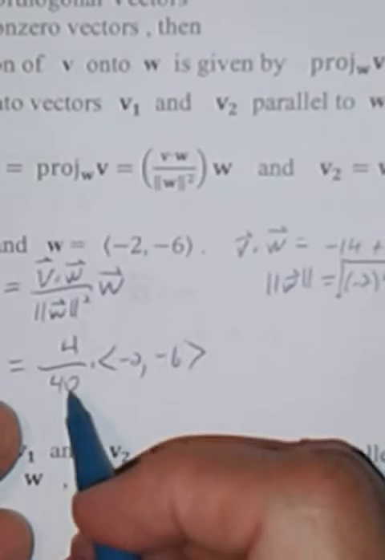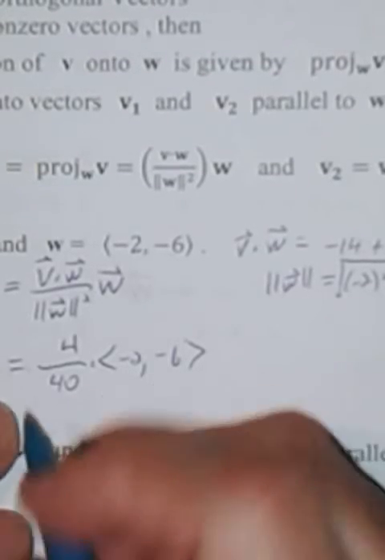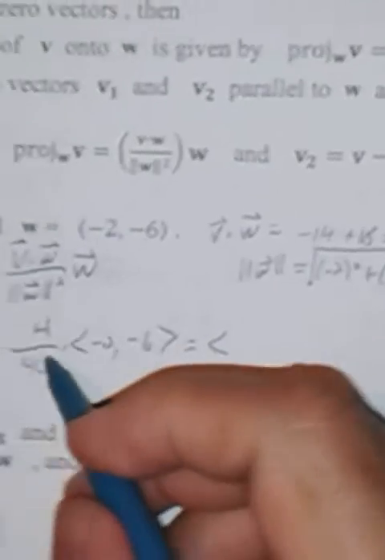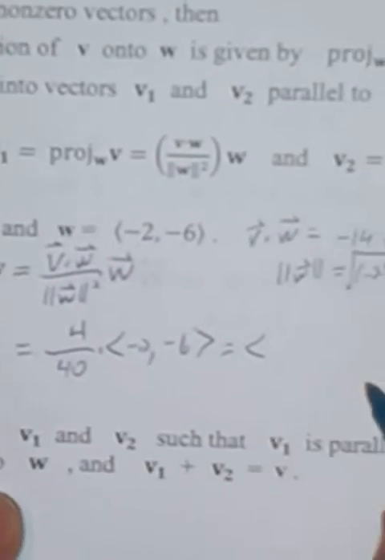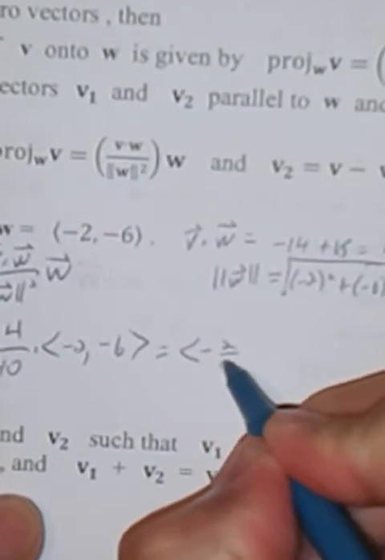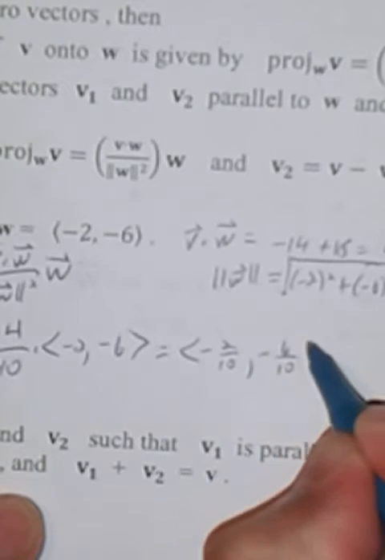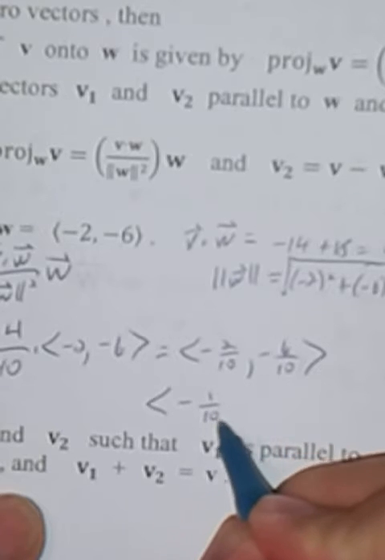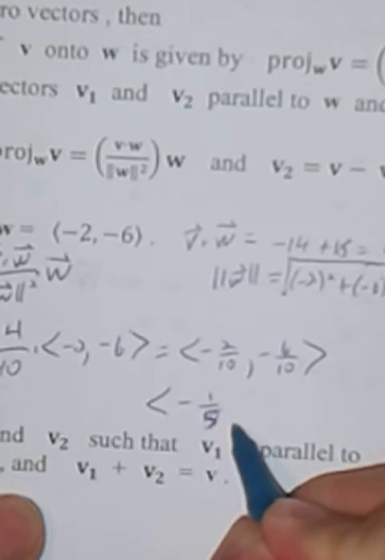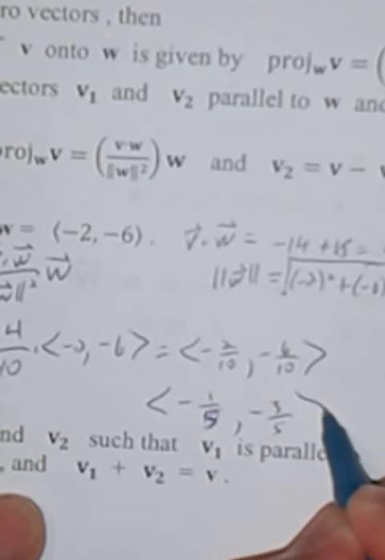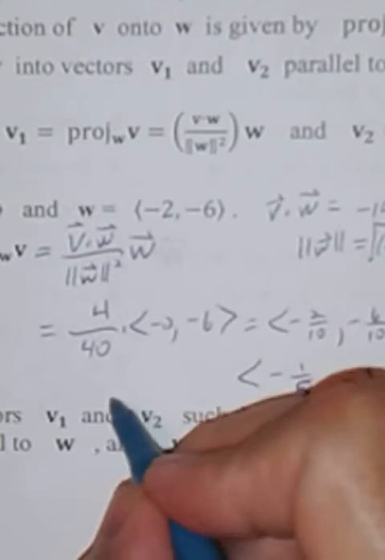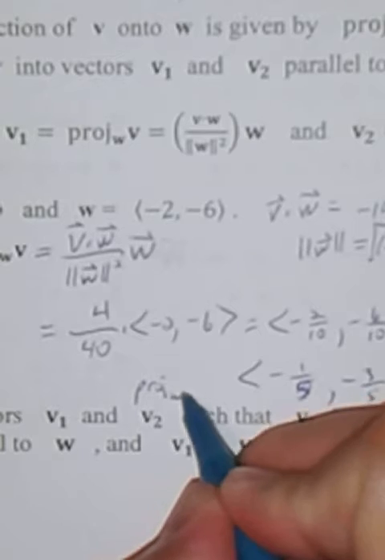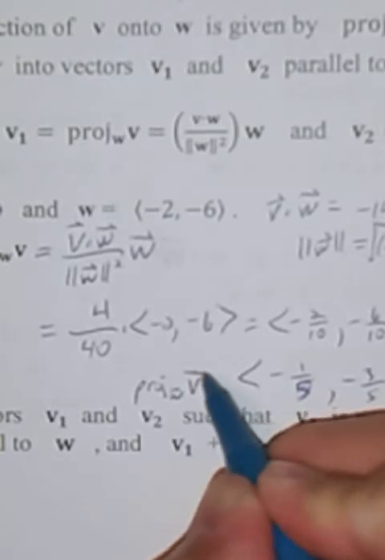So this is 1/10. This 4 over 40 is just 1/10, so this is negative 2 over 10, comma negative 6 over 10, and then we reduce. We get negative 1/5, and negative 3/5. That's our projection of V onto W.